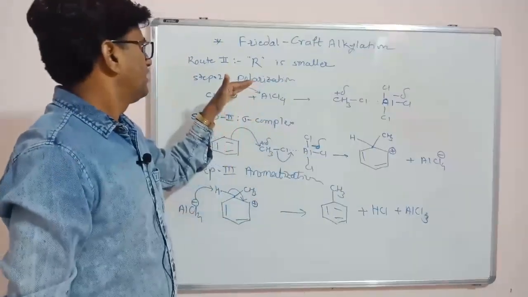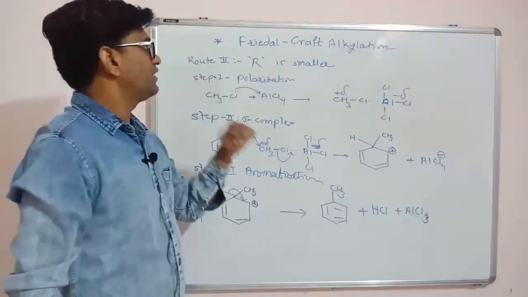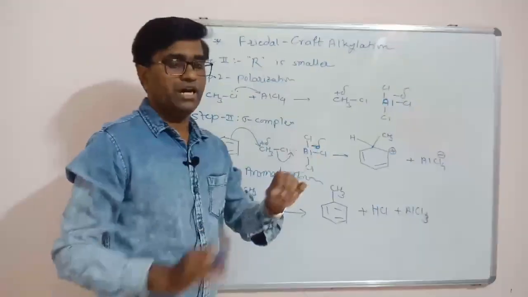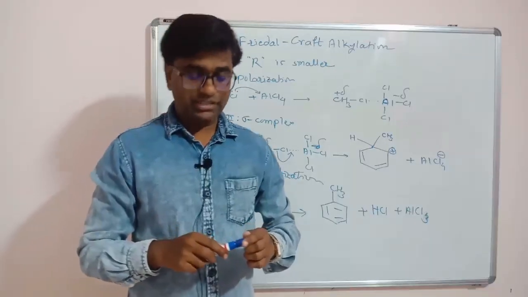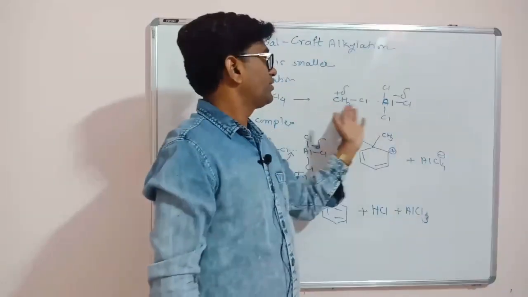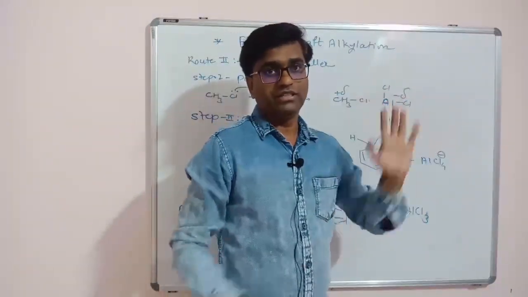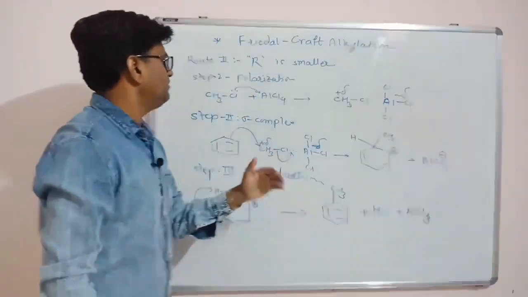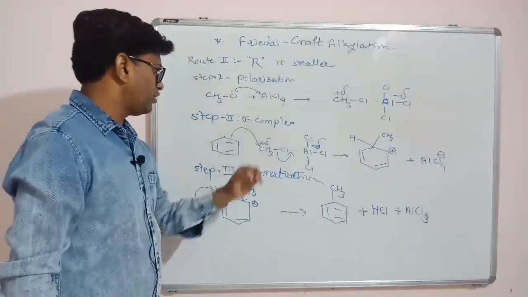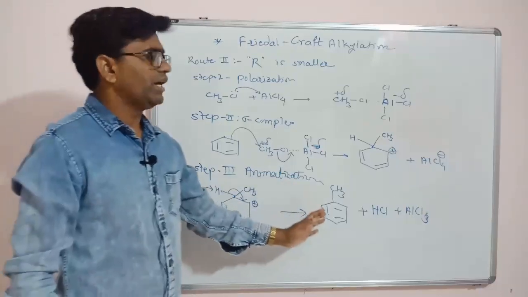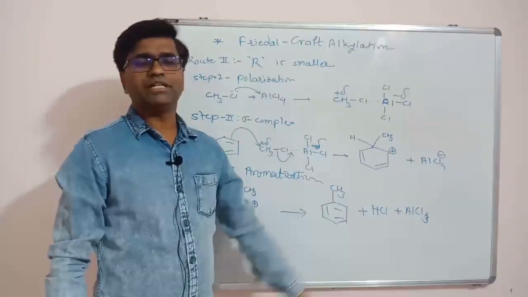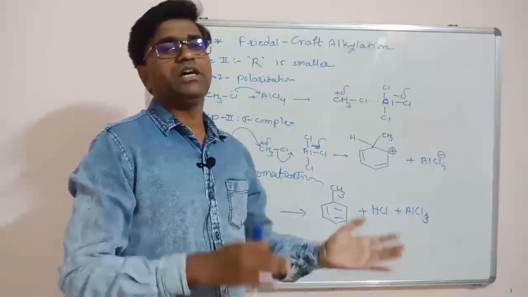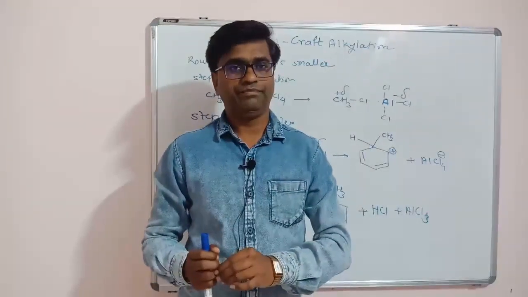The main difference is in route first and route second. In the first route, when the R group is bulkier, there is a complete formation of carbocation, but when R is smaller, there is a formation of polarized complex. This is the main difference. Remaining things are the same, that is polarization, sigma complex formation, and then aromatization. So one or more hydrogens are replaced by the alkyl group, that is called Friedel-Crafts alkylation.